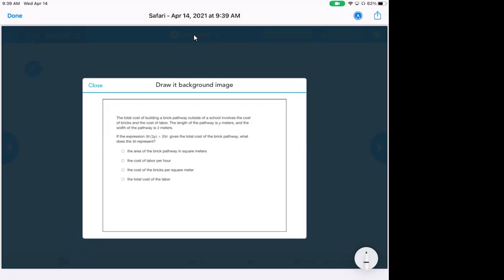It says the total cost of building a brick pathway outside of school involves the cost of bricks. So we have cost of bricks. All right. And the cost of labor. So we would say cost of bricks plus the cost of labor. All right, the length of the pathway is p meters, and the width is 2 meters. So that's where that 2p comes from.